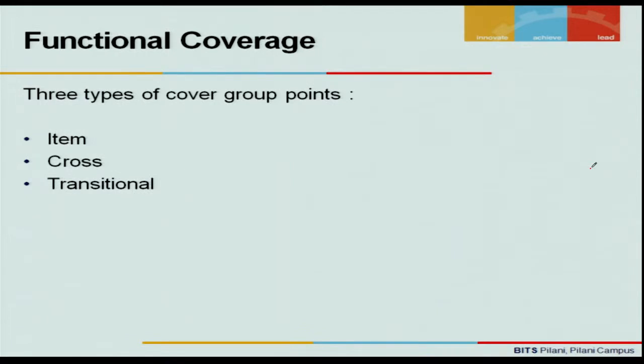Now there are three types of covergroup points. One we call item, the second one is cross, and the third is transitional. We'll see them one by one: what is item, what is cross, and what is transitional functional coverage. In your introductory part you just got an overview of functional coverage, and now we will go into detail of what exactly it is.